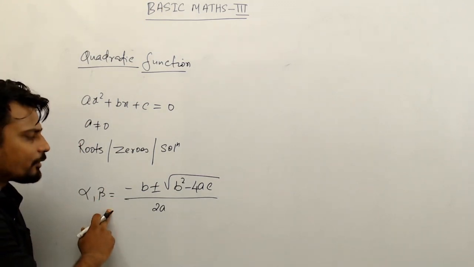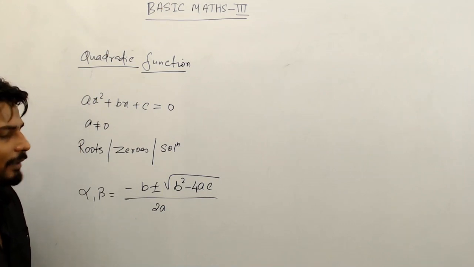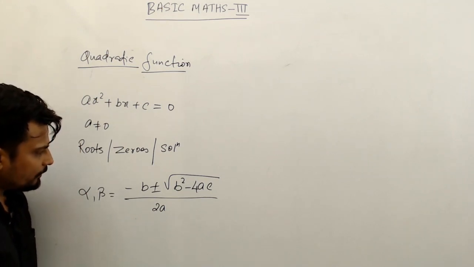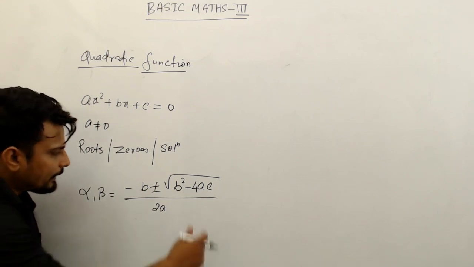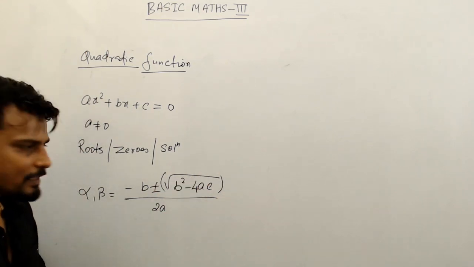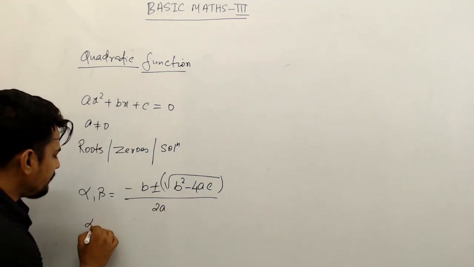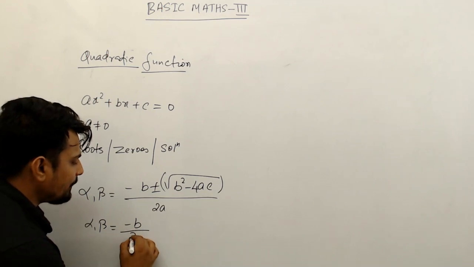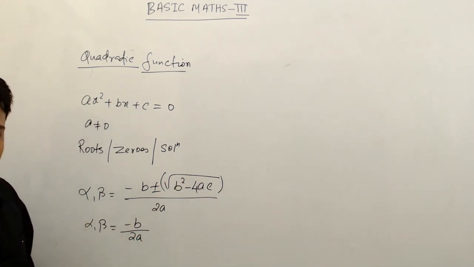So alpha and beta would be given as minus b plus minus of b square minus 4ac. Okay, one more thing I would just like to, where I want to have your attention. Let's suppose if this part was 0. If this part was 0, then alpha and beta both would have been equal to how much? Negative b upon 2a, because this part wasn't there.